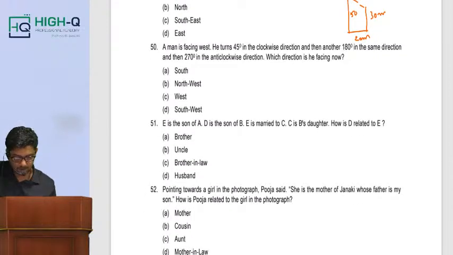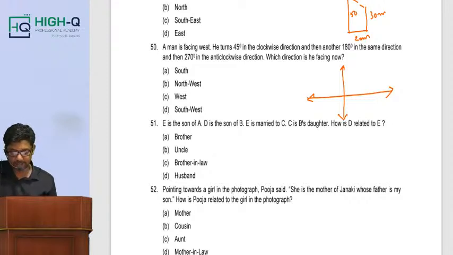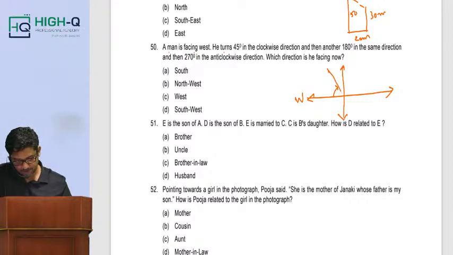A man. Okay, this is a degree problem now, so handle with care, because each angle is what? 90 degrees. Now, a man facing west turns 45 degrees in clockwise direction. This is 45 degrees.